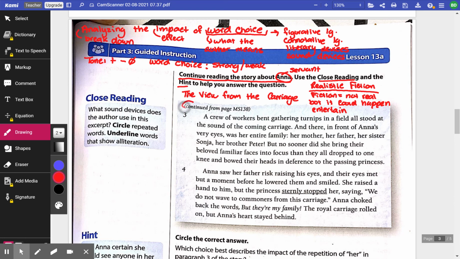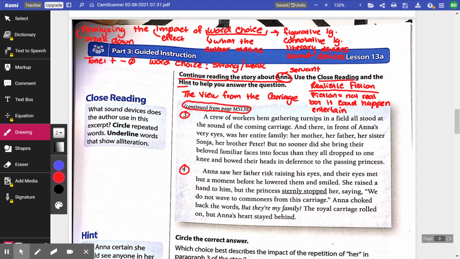We know that this is a continuation from page 138 that we read last time, and our paragraphs are already numbered for us, so we don't have to do that. So, what we're going to do, I'm going to read this to you once, and then we're going to go back and do our close reading. So, we're going to do a cold reading first, just for understanding, and then we're going to go back and analyze with our close reading box. So, I'm going to read this to you. I want you to follow along.